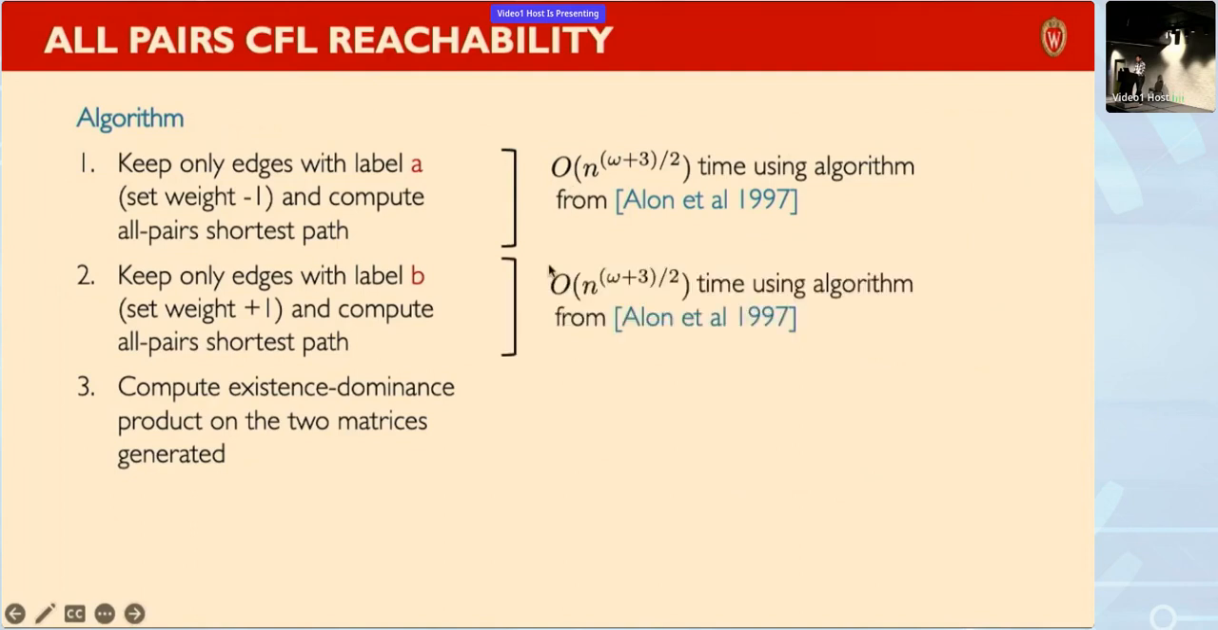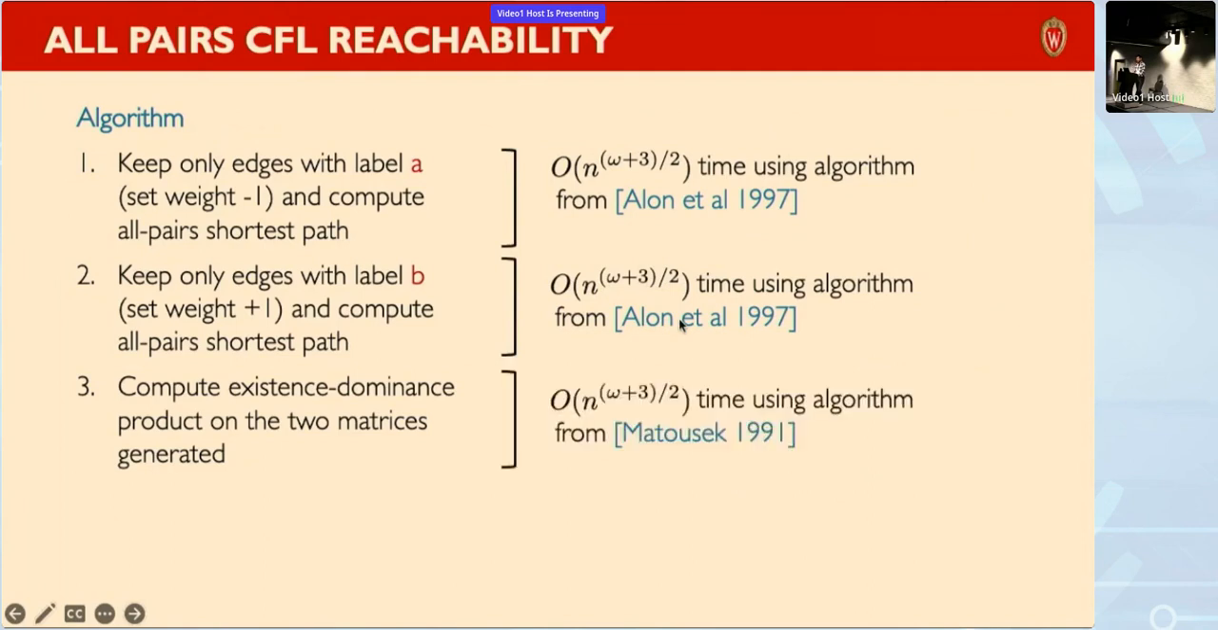The first two steps can be solved in n to the omega plus 3 over 2 time from a well-known algorithm. And it turns out that the existence dominance product is also something that you can do in the same amount of time. So the key insight here is the first step is basically doing all-pairs longest path because we have set the weight as -1. If you try to find the shortest path over -1, you're basically finding the longest path between two different points.